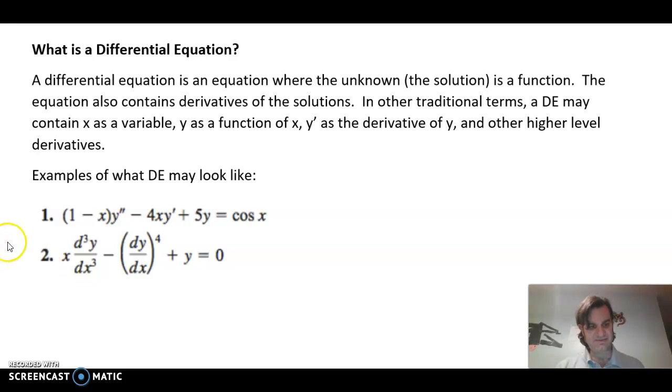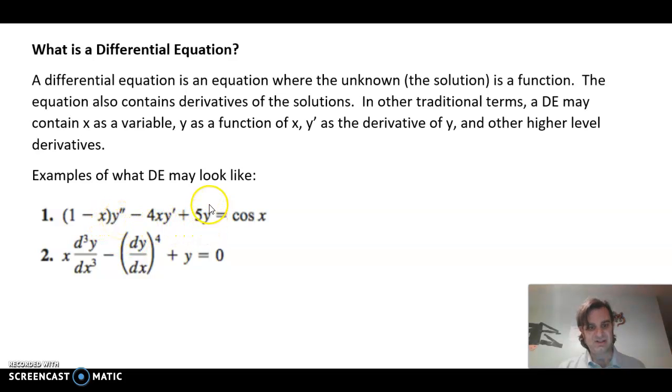But here's some examples. In the first one, we've got 1 minus x times y double prime minus 4x times y prime plus 5y equals cosine of x. Well, of course, x is just a variable, but y here would represent a function. So if we knew what the function y was, and it could be about anything, then that would be set. And taking a derivative would give us y prime, and taking the second derivative would give us y double prime.